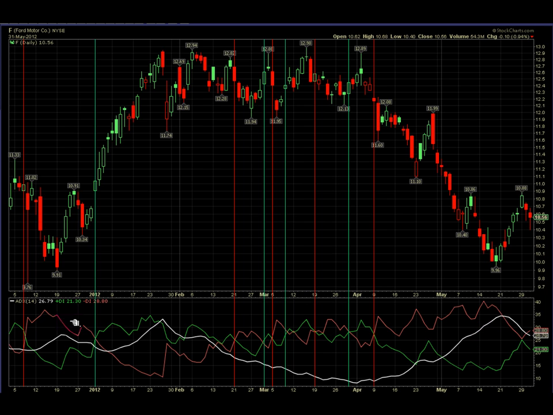Now the other two lines are the plus DI and minus DI, and these are directional indicators. So this is a red line and a green line, and when the red line is moving up, it's telling you that the stock price is moving down, and when the green line is moving up, it's telling you that the stock price is moving up. Now the way traders use this, a lot of traders will actually use the crossover points. You can see that where the red line and the green line intersect and cross over, they would use that as a buy or sell signal.